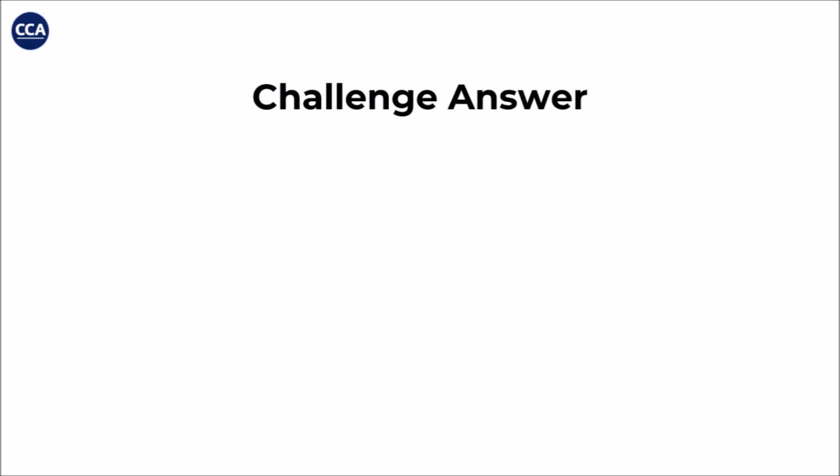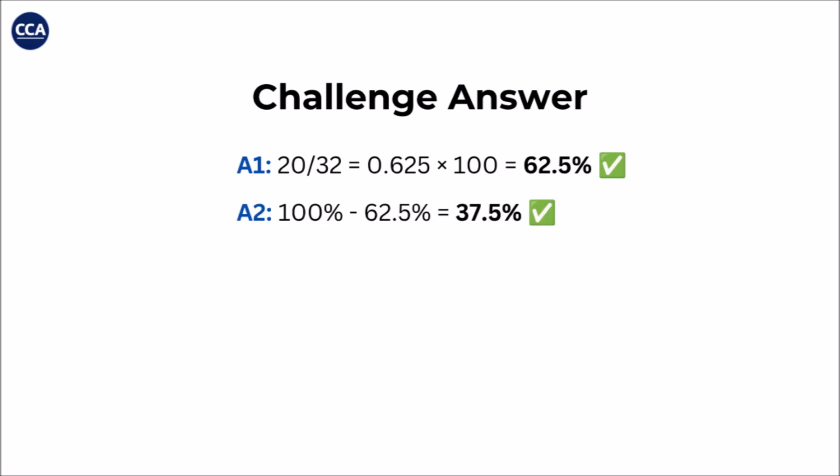Let's solve, step by step. Answer 1. Girls. 20 out of 32. 20 divided by 32 equals 0.625. Multiplied by 100 equals 62.5%. Girls make up 62.5% of the class. Answer 2. Boys. 100% minus 62.5% equals 37.5%. Or calculate directly. 12 out of 32 equals 37.5%.